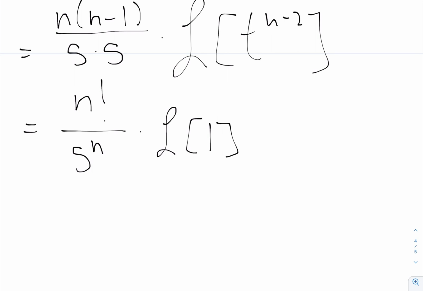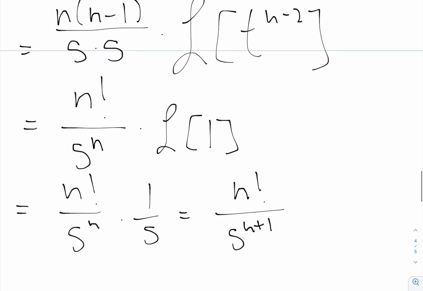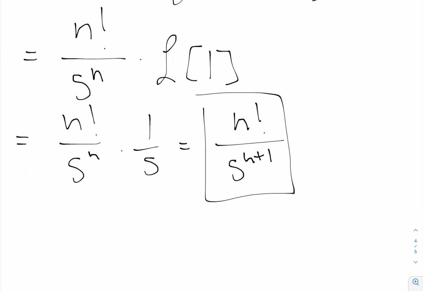So I'll rewrite this here: equals n factorial over s to the n times 1 over s. Since these are both base s, we can use our exponent laws and say this is equal to n factorial over s to the n plus 1, because this is s to the first power. So we just add the exponents, and this is our general solution here. If we have some function t to the n, we take the Laplace transform of it, we have a new function in terms of s. There's no t's there.